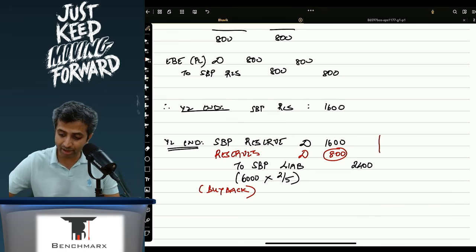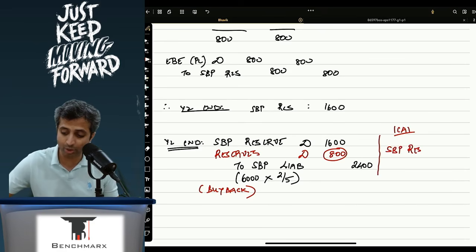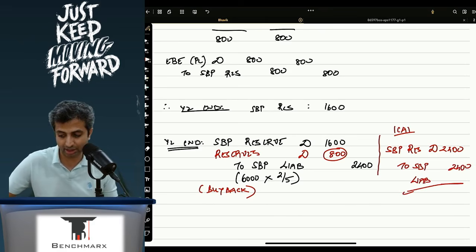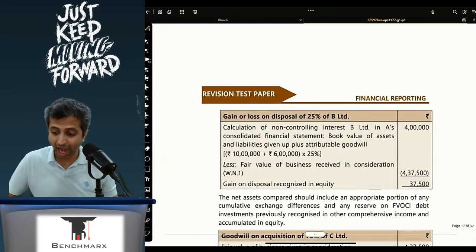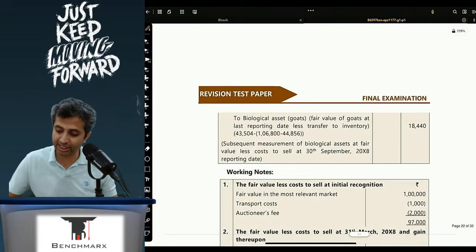Now this is what I believe should be the solution. However, ICAI has debited the entire amount against the SBP reserve. Now if you have a doubt that 2400 is not in the SBP reserve at all, I am with you. Even I don't know how this 2400 came in the SBP reserve. But if the exact same question comes, you will have to follow what the Institute has done and debit the entire amount against the SBP reserve only.